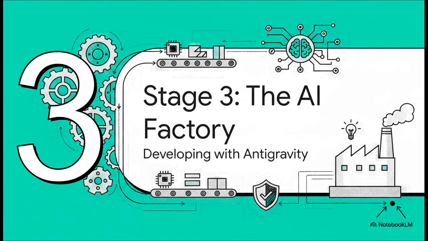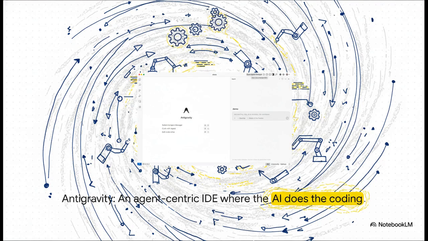Okay, your idea is validated. Your prototype got amazing feedback. It is time to get serious. We're leaving the showcase behind and entering the AI-powered factory. This is where we build the tough, production-ready version of your app. And to build it, we're going to use Antigravity.